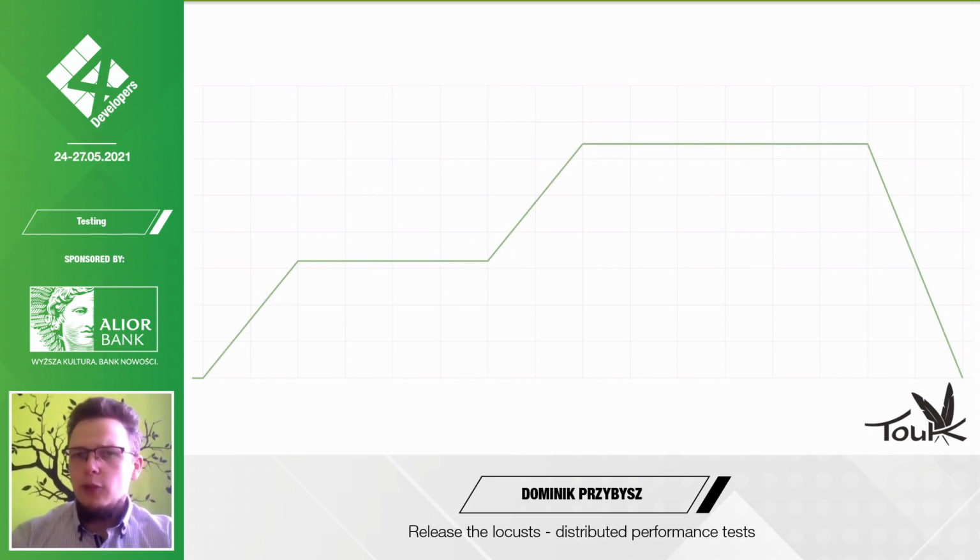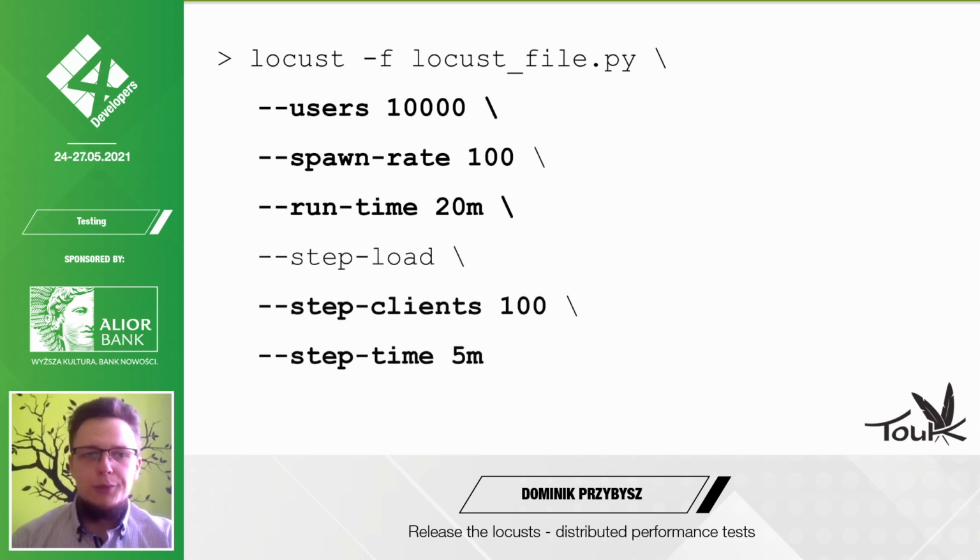But the problem with those parameters is that if you combine all of them in your command line, they could work in a different way than you expect, because here you expect to have 10,000 users, but because of the step time and runtime parameters, you cannot really achieve this number. And yeah, it was the second way you can create a load shape.